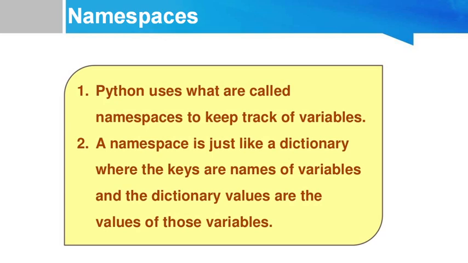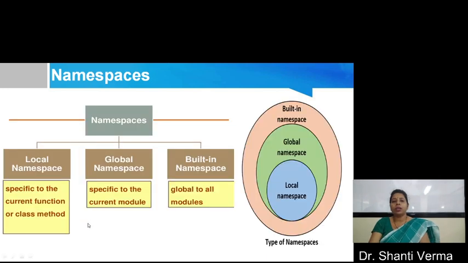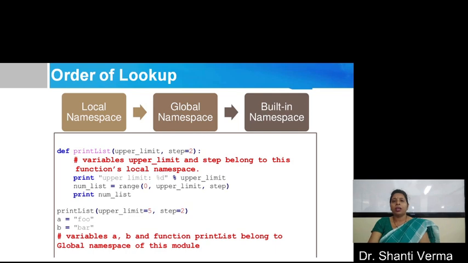Now, let's discuss the types of namespaces. There are basically three types of namespaces: local namespace, global namespace and built-in namespace. Local namespace is specific to the current function or class method, while global is specific to the current module and built-in is global to all the modules. Now let's discuss the order of lookup for different types of namespaces. First the local namespace is searched, then global, and then the built-in namespace.